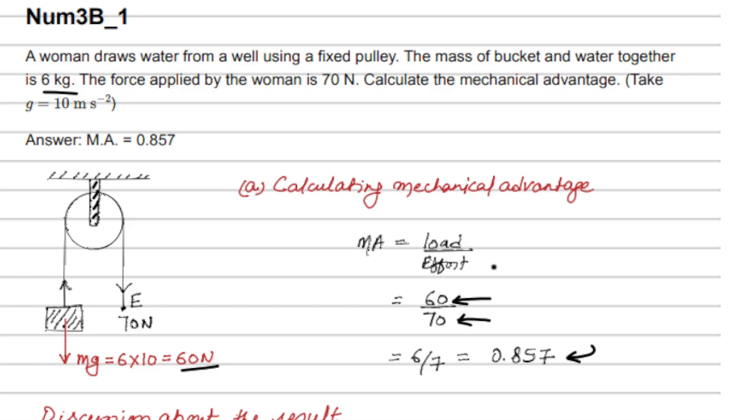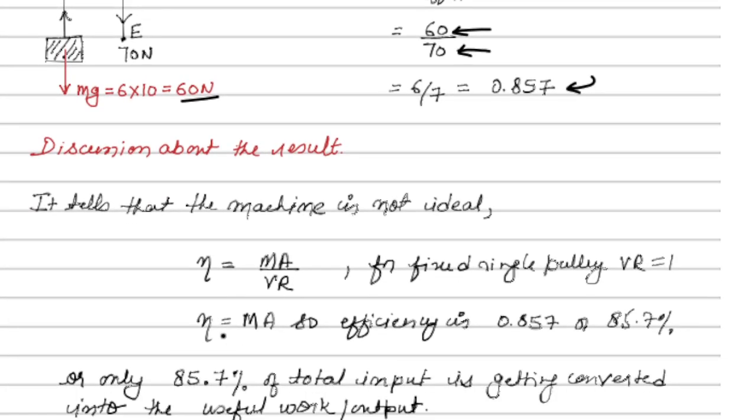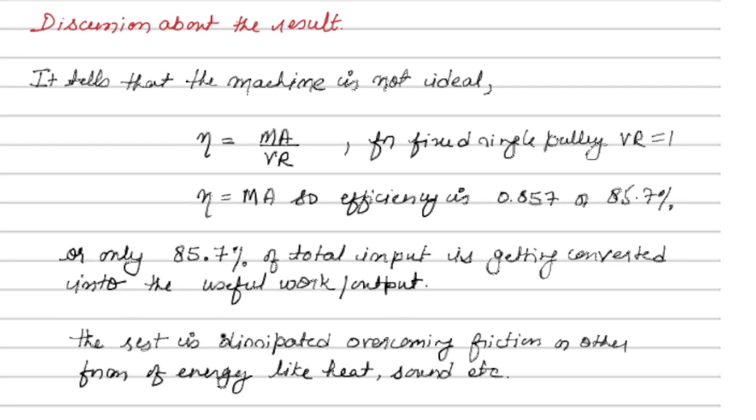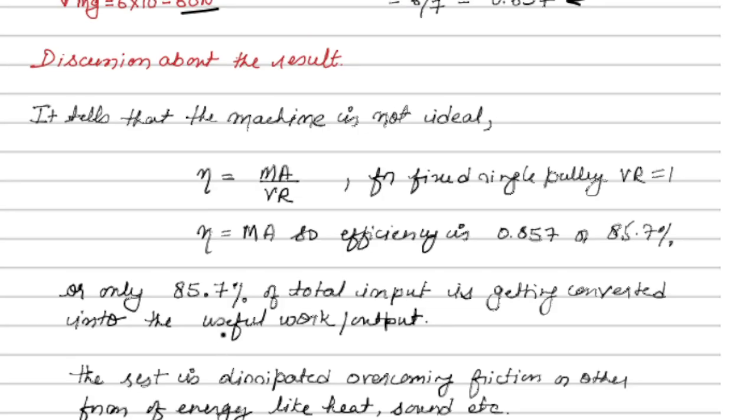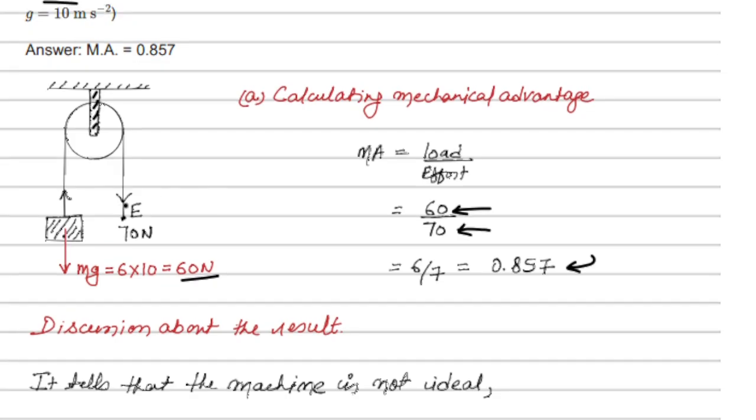But what does that mean? So let us discuss these results going further. It tells us that the machine is not ideal. Otherwise, we would be able to pull 60 Newton with 60 Newton. But here we need to apply more force.